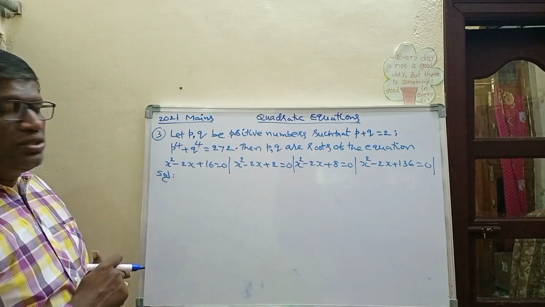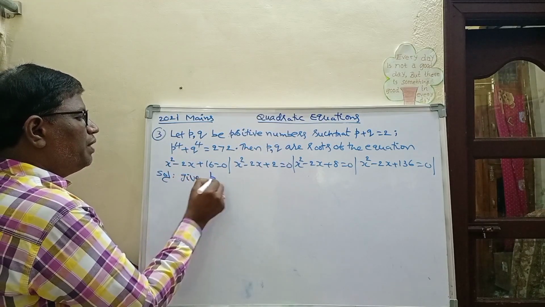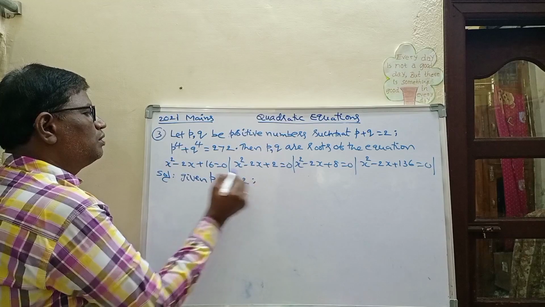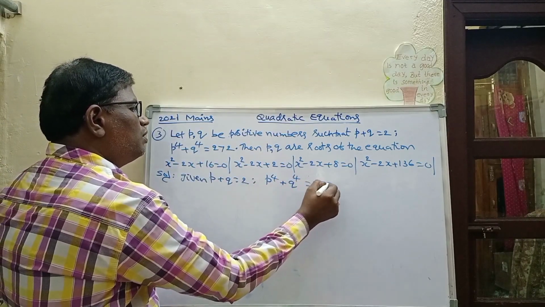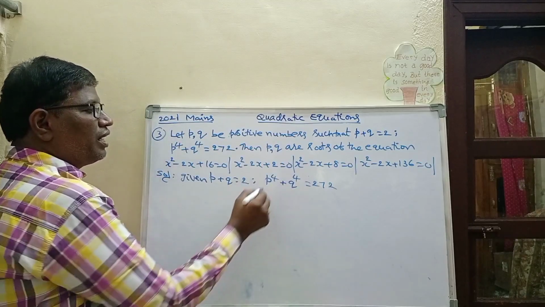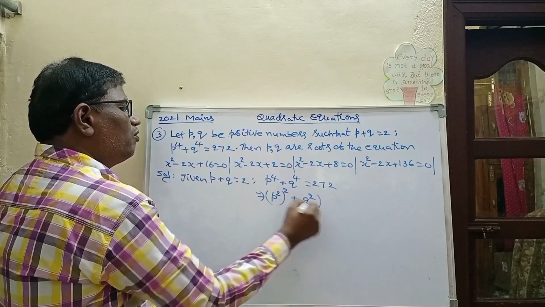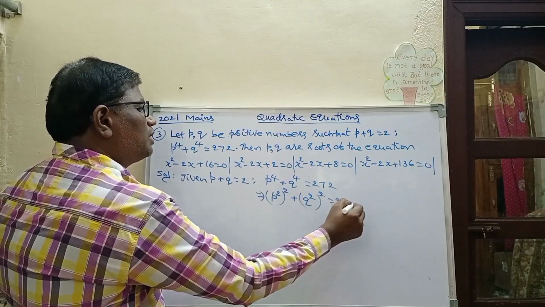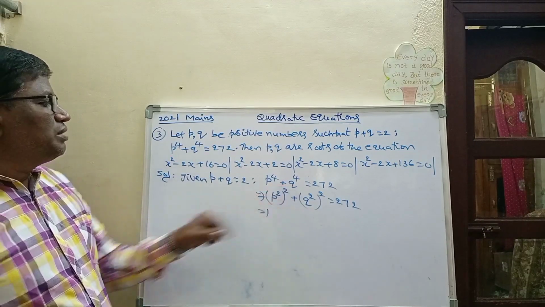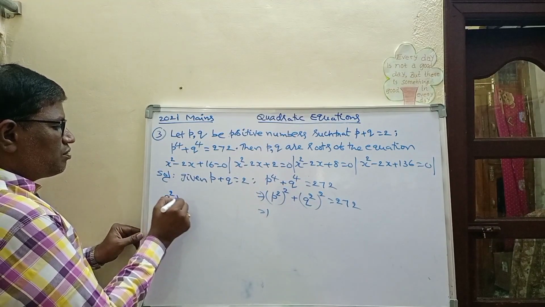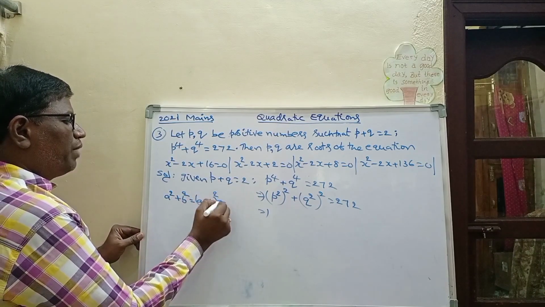And now coming to the solution. So what is the given data? Given p plus q is equal to 2 and p power 4 plus q power 4 is equal to 272. So this we can write p power 4 as p square whole square plus q power 4 as q square whole square is nothing but 272. Again this is of the formula in lower class, a square plus b square. Our formula is a square plus b square is nothing but a plus b whole square minus 2ab.